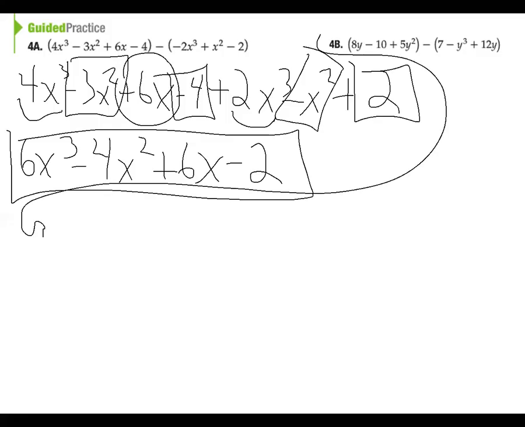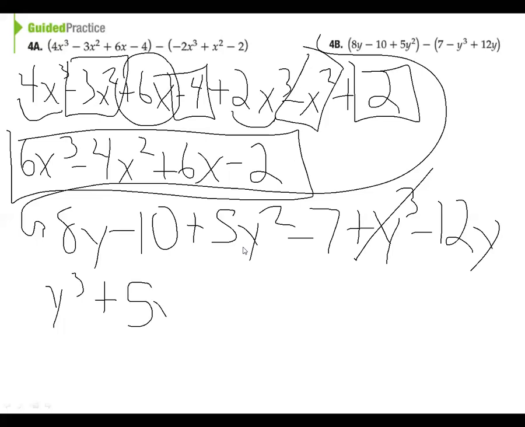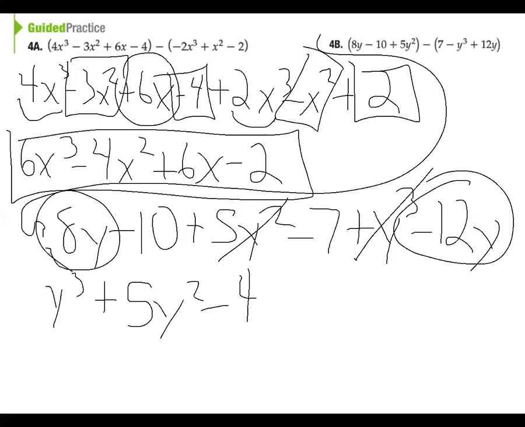So I would just do 8y minus 10 plus 5y squared minus 7 plus y cubed minus 12y. Okay? And again, start with your highest exponent and combine like terms. So you would have y cubed, got rid of that one. You have a 5y squared, so plus 5y squared, got rid of that one. Now you have an 8y and a minus 12y gives you negative 4y. So you got rid of those. And then minus 10 minus 7 would give you negative 17.